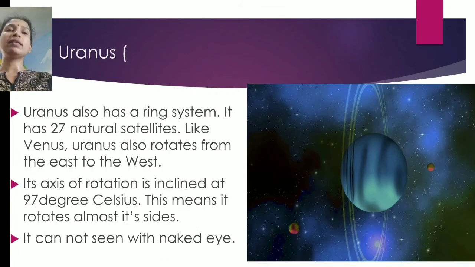Uranus also has a ring system. It has 27 natural satellites. Uranus also rotates from east to west, just like Venus rotates from east to west. The rest of the planets rotate from west to east. Like Earth, which rotates from west to east, which is why our sunrise is in the east and sunset in the west. That is opposite.